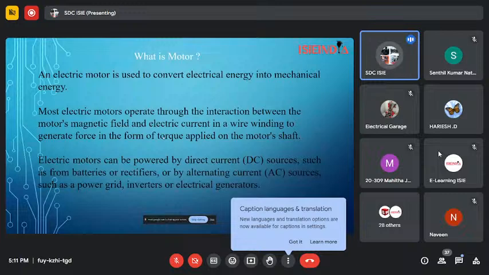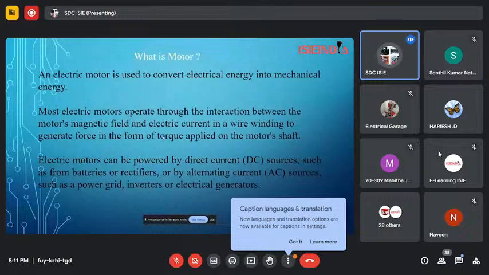Same like that, we are using electric motors in electric vehicles. So we are converting electrical energy from the batteries to mechanical energy through the motor, and then we are transmitting it through the transmission gearbox and axles, and then we are able to run our vehicle, right? Most electric motors operate on the interaction between the motor's magnetic field and electric current in the wire. As we can see here, there are two poles in the magnetic field, north and south.